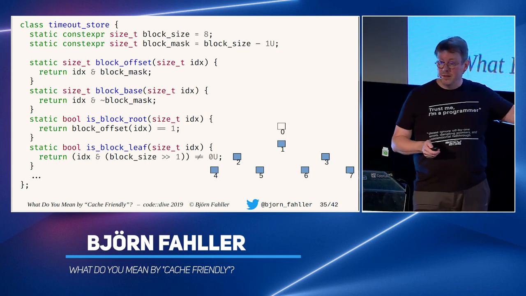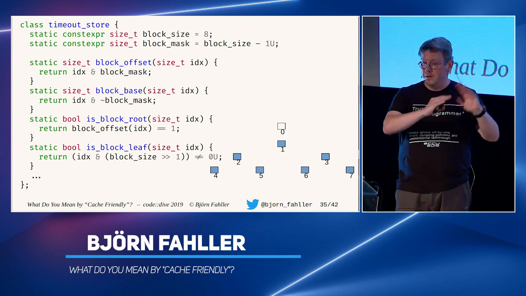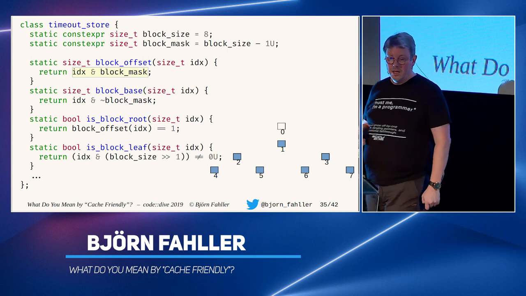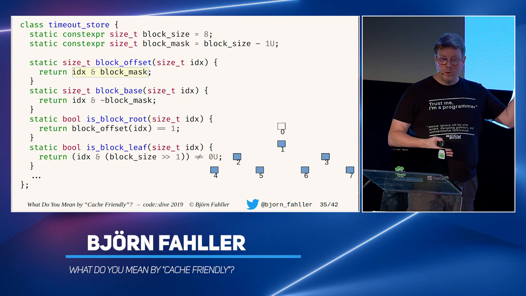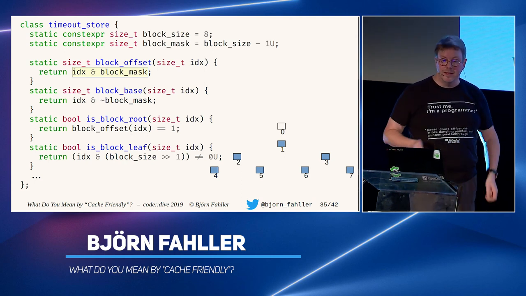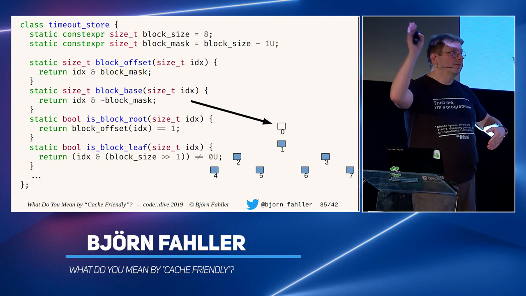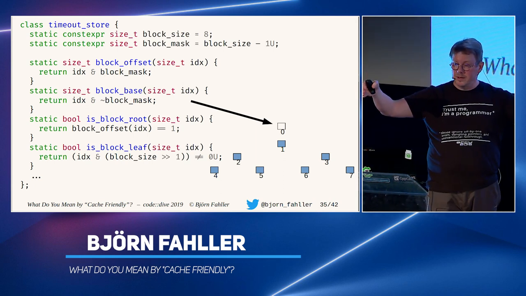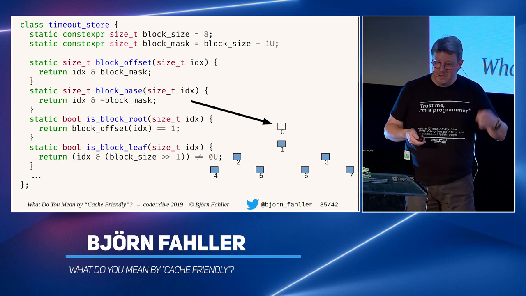So in this code, I decided, for some reason I have forgotten, I called these mini heaps a block. So we have the block offset is just mask off all of the high bits. The lower three bits are where we are in the current mini heap. Block base is just from an index anywhere in this huge vector that contains the heap, we can get to where does the current mini heap begin? The sacrificial zeroth element.